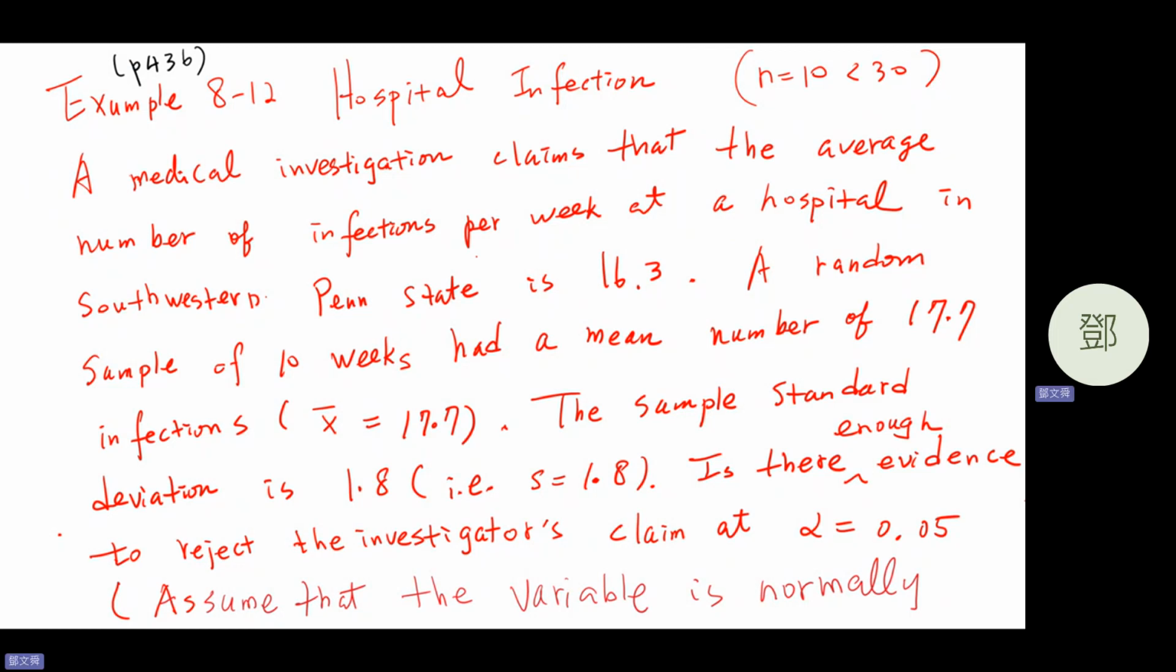The example raises the question: is there enough evidence to reject the investigator's claim at the level of significance? And assume that the variable is normally distributed. Yeah, normally distributed. Let us take a look.